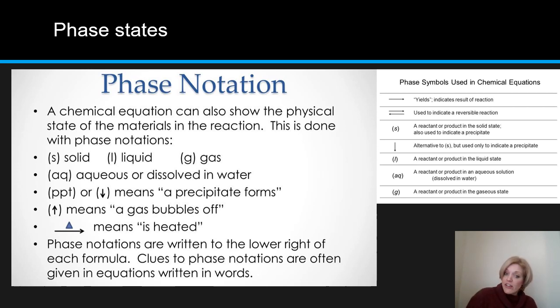Okay, clues to phase notations are often given in equations written in words. So you will see, I think it's on page 5 in your book, that there are 14 written descriptions of equations, and in those descriptions, you can have a look at them now quickly while I'm speaking. You will see that it actually says there liquid or gaseous or solid. It actually tells you what it is. Remember, if it's an elemental metal, it is going to be a solid. If it is a diatomic molecule, the chances are it is going to be a gas, but we'll get into that a little bit later on in the video.